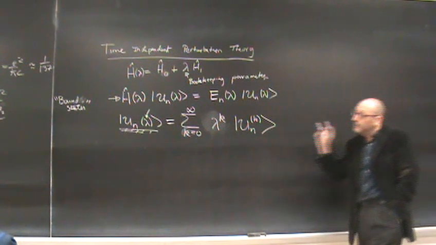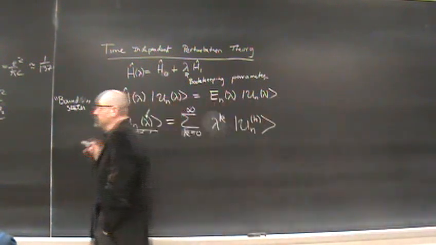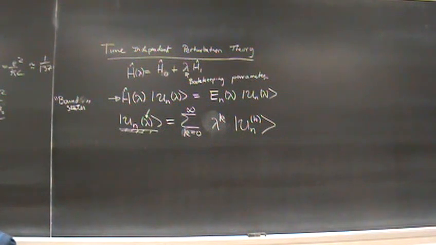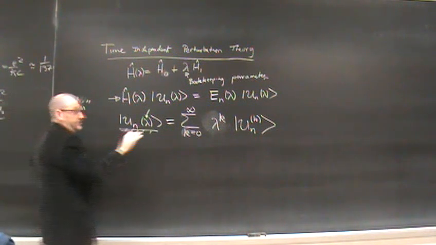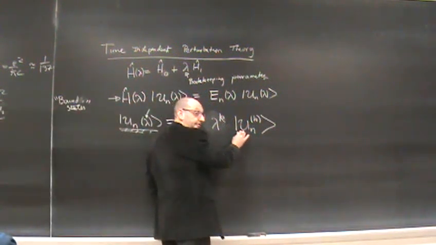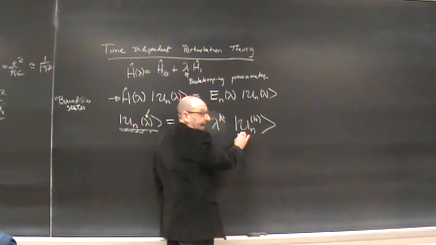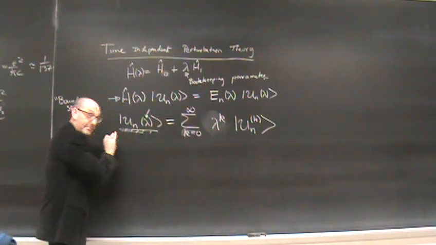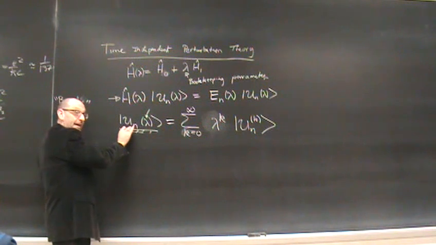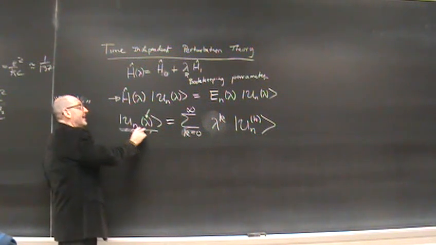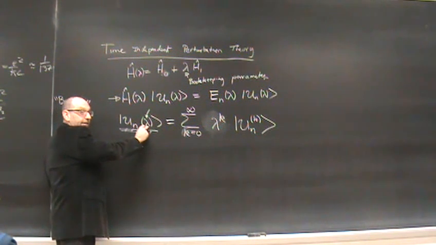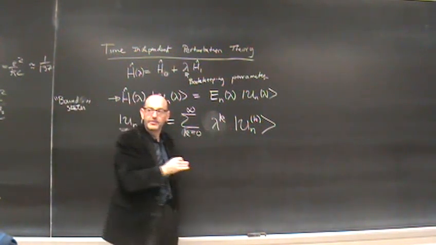Okay. But let me emphasize one point. These are not necessarily normalized kets. They're not states. This is a mathematical statement. I have a vector in Hilbert space. That vector in Hilbert space is a function of some parameter. This is a label, right? And now I'm just doing the Taylor series expansion.